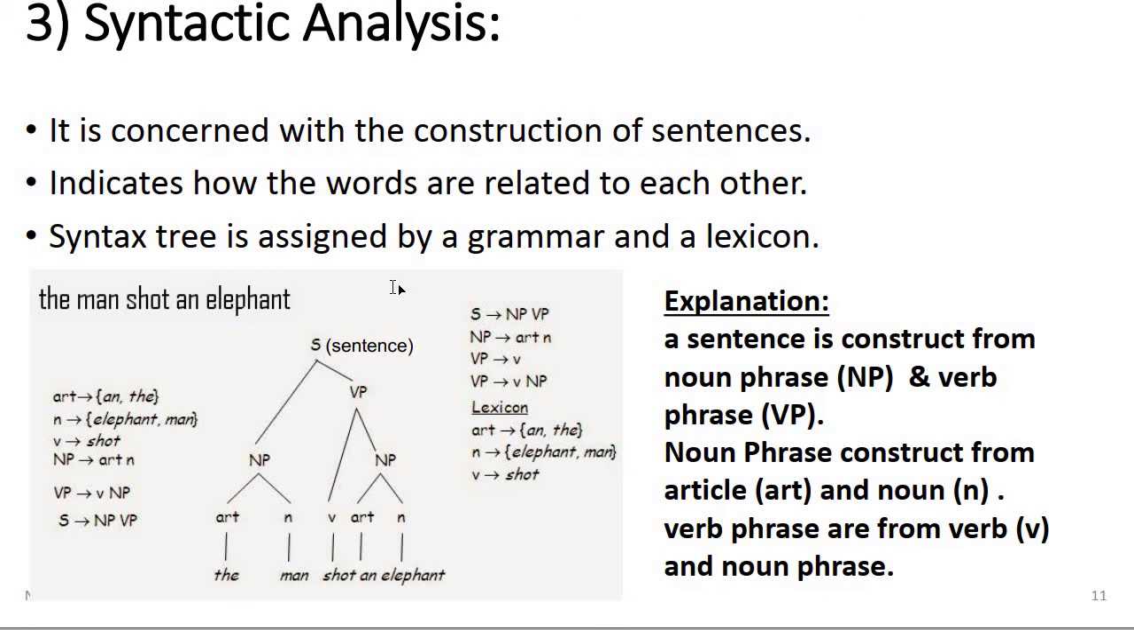Okay. So kat sini kita nak tengok dari segi apa? We have to identify the noun, verb, which one is the article, and so on. So for example, we have this sentence: the man shot an elephant. So we know there is an article. The man would be the noun phrase, okay. And then an elephant, an is article, elephant is noun, and this is the phrase.